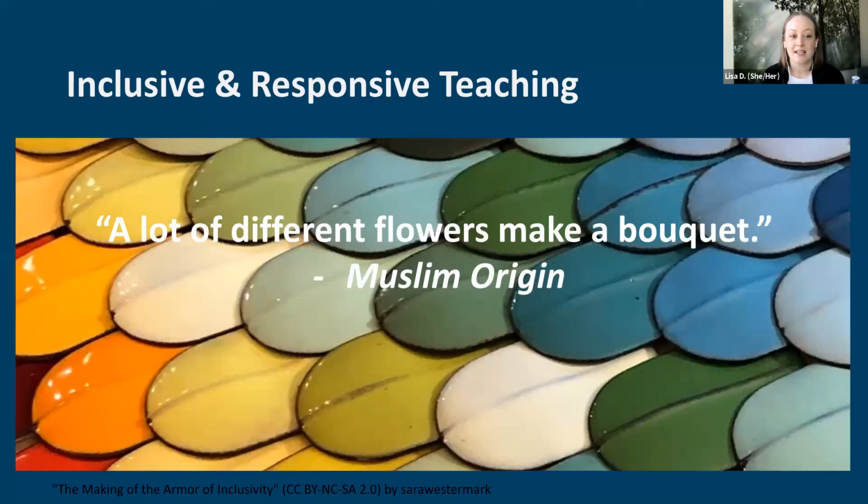So how do we design and support effective learning communities? Well, first, we must understand what it means to be inclusive so we can respond in ways that support learners. This quote is one of my favorites when we start to think about the diversity of learning communities. A lot of different flowers make a bouquet.